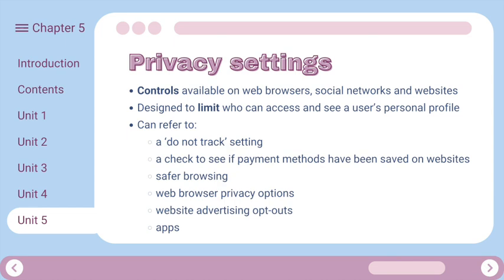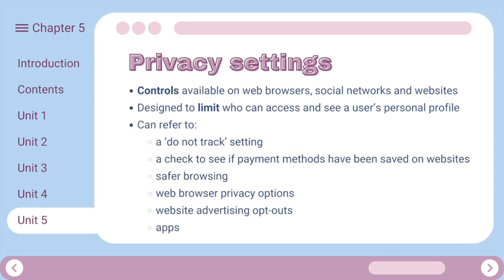Privacy settings are the controls available on web browsers, social networks, and other websites that are designed to limit who can access and see a user's personal profile. Privacy settings can refer to the following. First, a do not track setting. The intention here is to stop websites collecting and using browsing data, which leads to improved security.